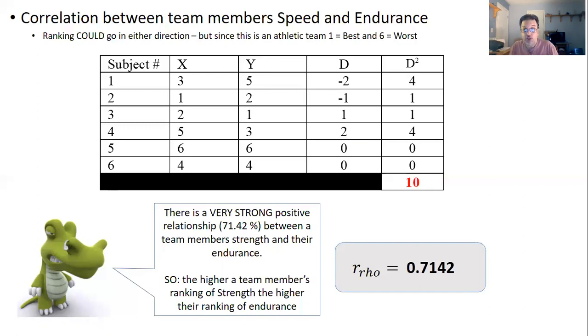But it should have gone well. Hopefully I didn't lose you along the way. Congratulations, you have just solved your first non-parametric test and your second correlation.